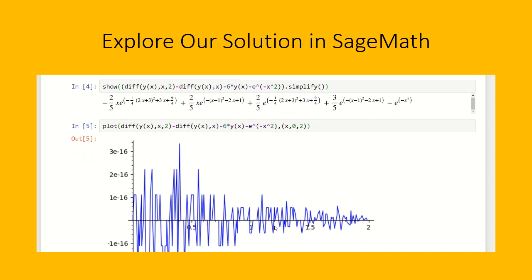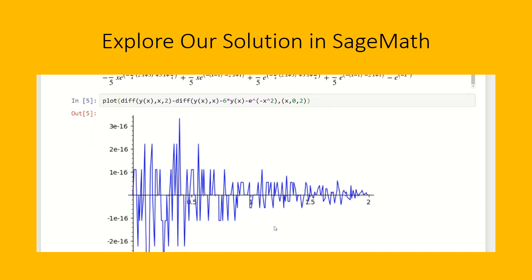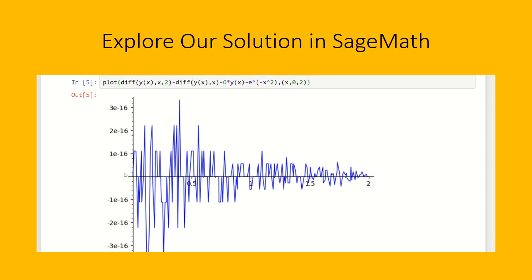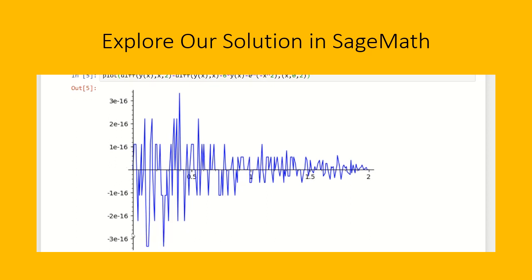So here's the graph that we got. That doesn't look like 0, but let's look at it a little bit more carefully. On the vertical axis, we have the graph going from a little bit past minus 3 times 10 to the minus 16 up to 3 times 10 to the minus 16. If you think about it for a minute, 10 to the minus 16 is an extremely small number. It's very close to 0.